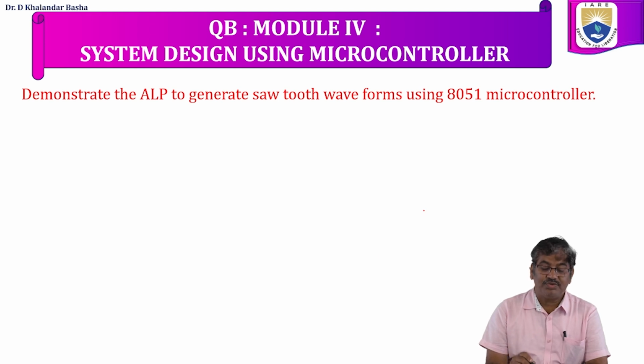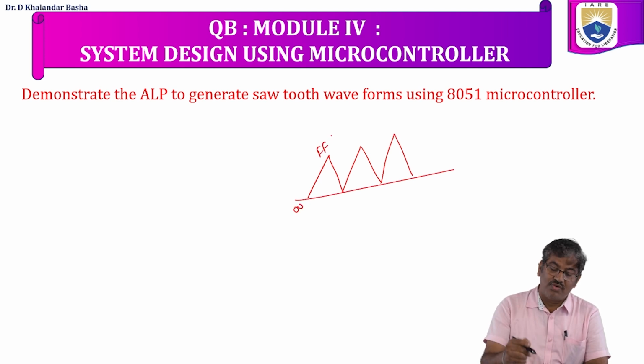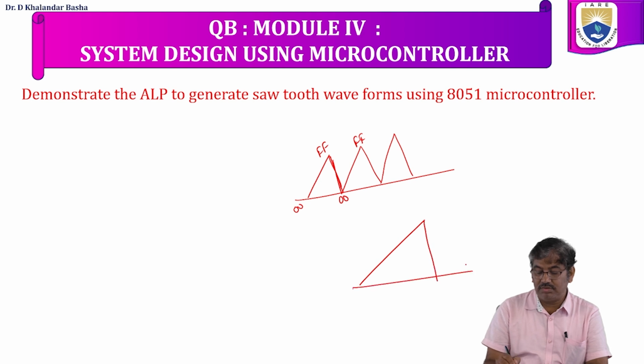Demonstrate an ALP to generate a sawtooth waveform using the 8051 microcontroller. Earlier we discussed the triangular wave. In the same manner, we can generate the sawtooth. The only difference is here we generate the pulse from 00 to FF. Once it reaches FF, it falls back to 00, and again it starts. Once it reaches FF, immediately it changes to 00.